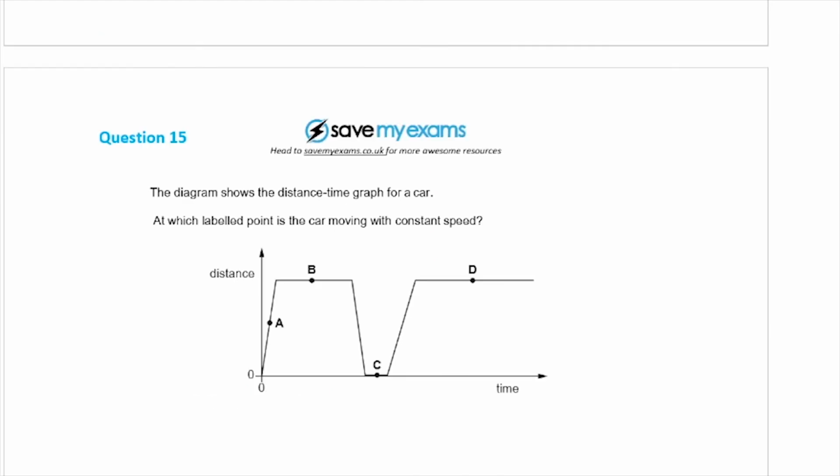And finally, the diagram shows the distance time graph for a car. At which labeled point is the car moving with constant speed? Now this is distance time, and we know that the gradient for distance time gives us speed. So if the gradient for distance over time is constant, then that's where the speed is constant. So it's constant at part A.